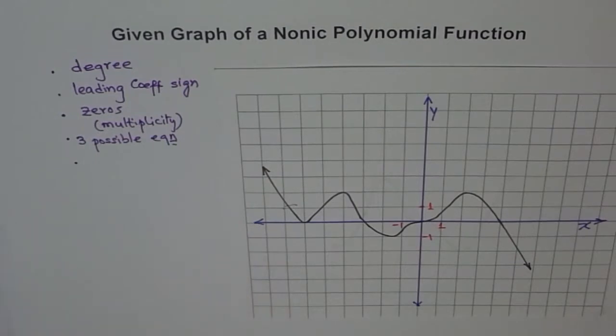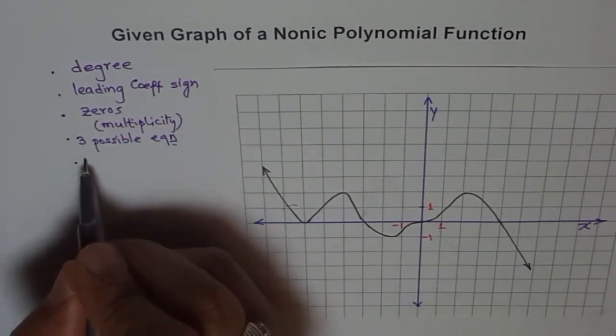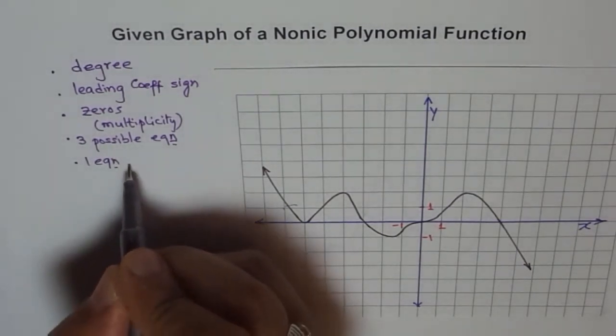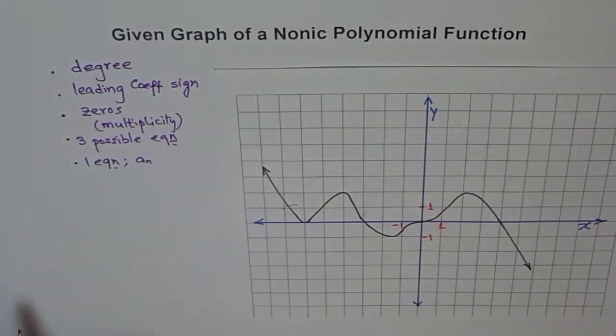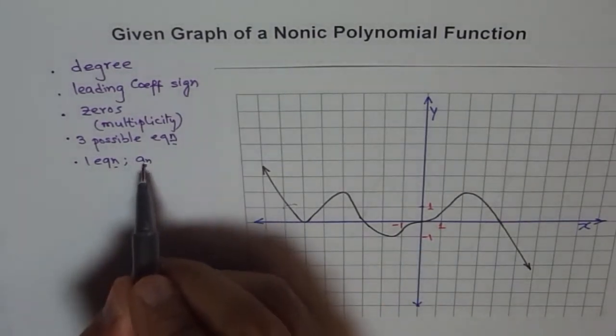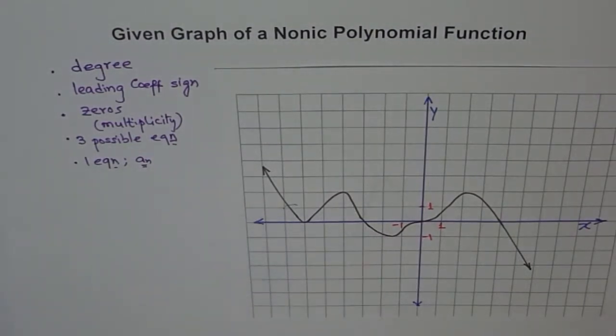Then I would like you to write down one equation, calculate one equation with leading coefficient a, one exact equation, which could be possibly the equation of this particular curve. So that means I want you to find the leading coefficient. Once you find the leading coefficient along with the zeros, well, you have a unique solution, correct? So these are few things which I would like you to answer for this particular graph. If you have any difficulties, let me know, write them in the comments, and I'll be more than happy to solve for you.